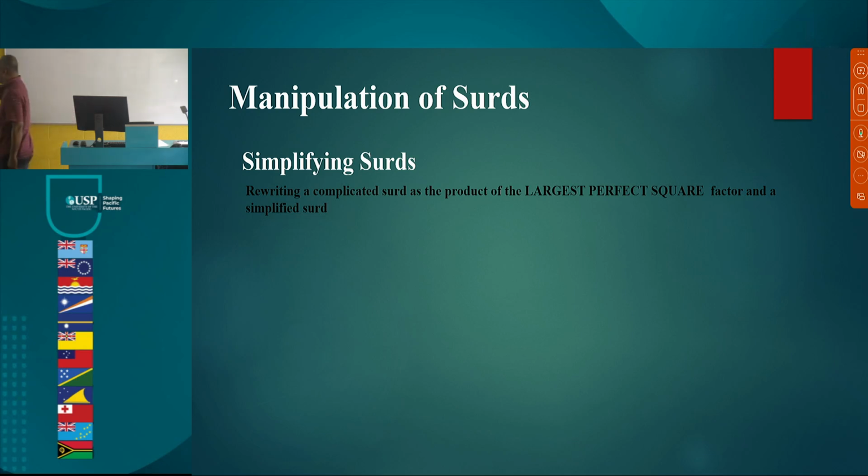Now, there are complicated surds, and we need to break them down as the product of the largest perfect square and a simplified surd. For example, let's go to 18. What numbers multiply to give 18? 9 and 2, 6 and 3. Now, which pair has a perfect square?